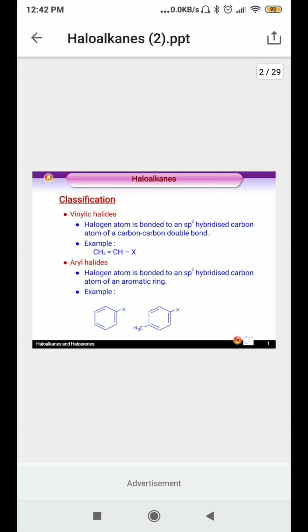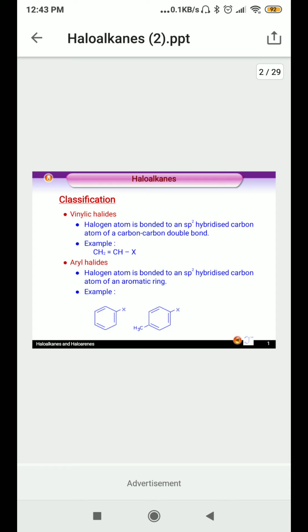Classification, that is your vinylic halides. Most of the students get confused between vinylic and allylic, so you need to be very careful while classifying between vinylic and allylic. In vinylic, you can see this example, CH2=CH is your vinyl group and the halogen group is attached to the CH group. This is the difference. In allylic, the halogen group is attached to the sp3 hybridized carbon. However, here the carbon atom already has a double bond, so the halogen atom is bonded to the sp2 hybridized carbon of a carbon-carbon double bond.